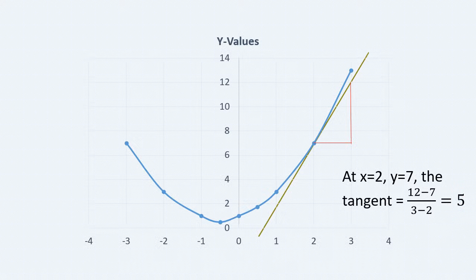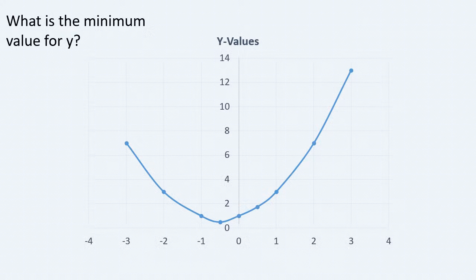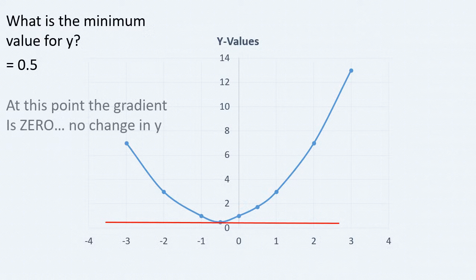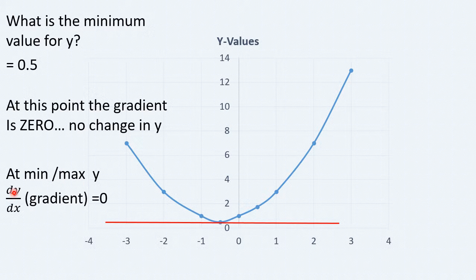Now, what is the minimum value for y on this curve? As you can see, the minimum value is this point where y equals 0.5. Now, if we draw a tangent at this point, we will find that there is no change in y, that y is constant at 0.5, and hence we can deduce that at the minimum or the maximum point for y, the gradient dy by dx is equal to 0.